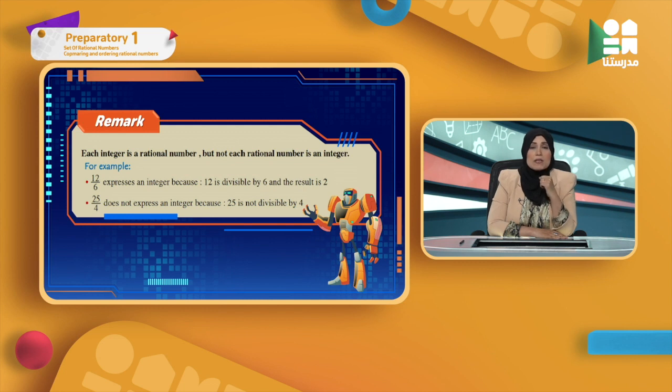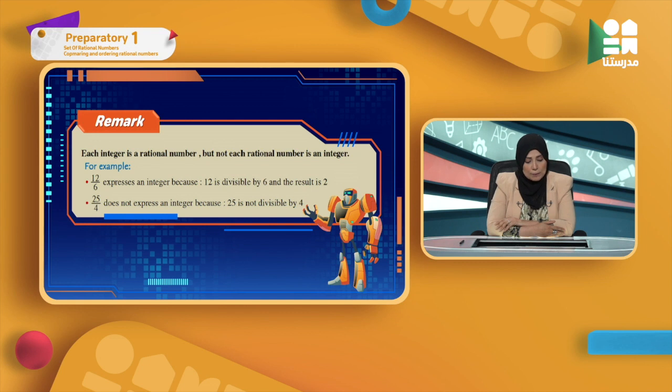Like what? Like 12 over 6. I can rewrite it as 2 by simplifying it, dividing 12 and 6 by 6. Both of them, I can divide by 6. So here we have a hint: 12 is divisible by 6, and the result is 2. As we said, here we have 12 and 6. We can divide both of them by 6.